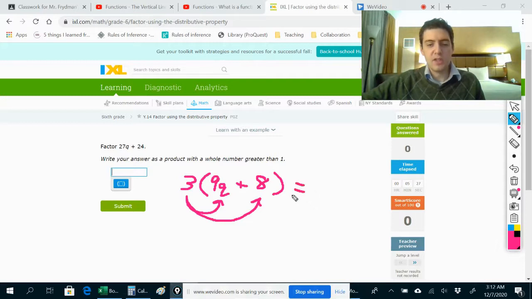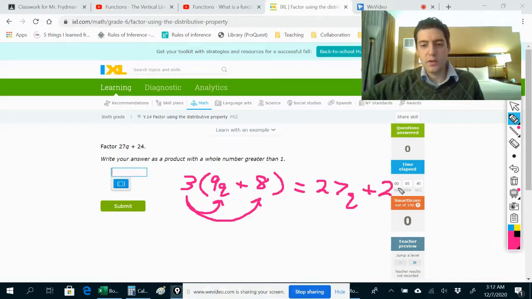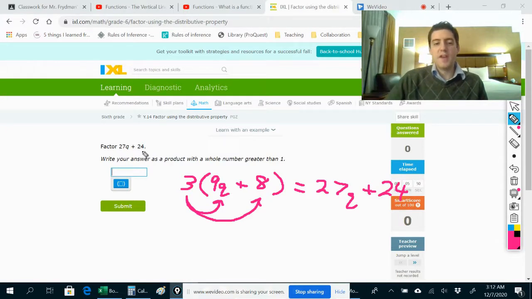Okay, and to check your answer, you could just distribute like you normally would. So 3 times 9q would be 27q, and then plus 3 times 8 would be 24. So this is the expression that, after we distribute it, gives us this expression back. Again, factoring is just distribution in reverse.